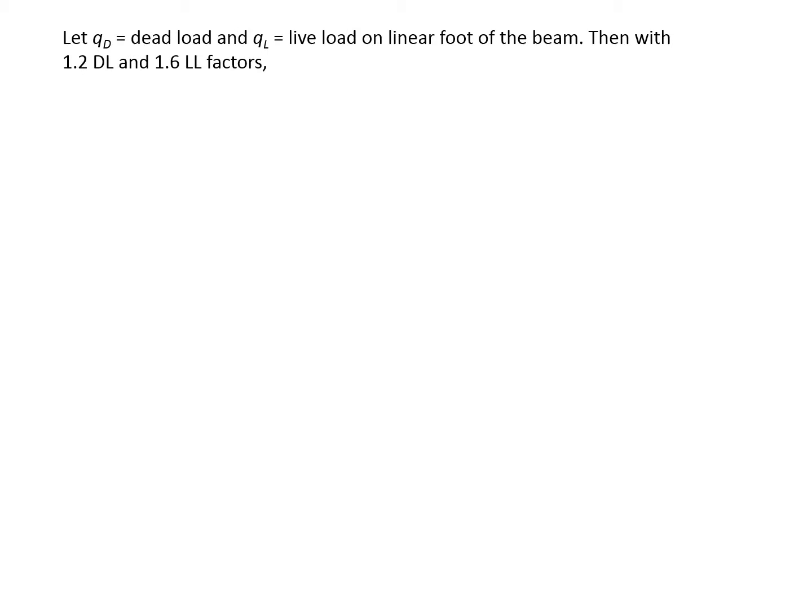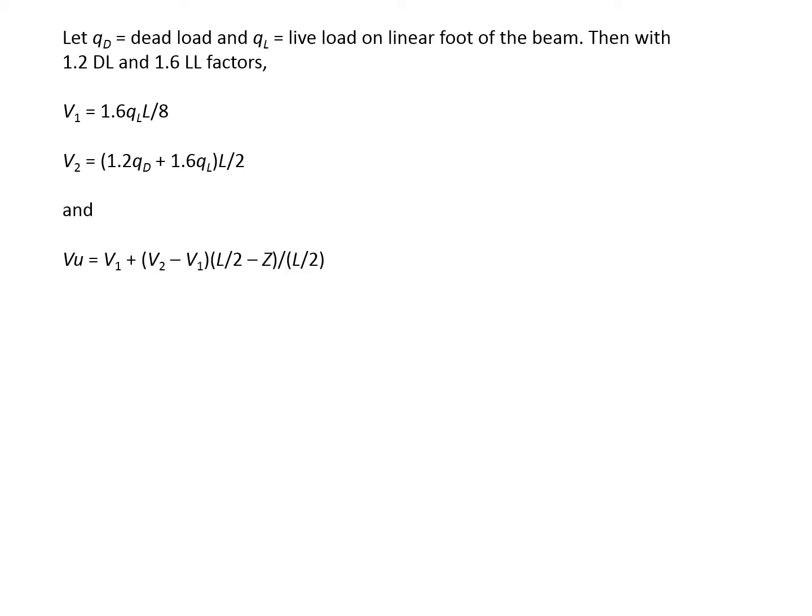If we take Q sub D as a dead load and Q sub L as a live load on the linear foot of the beam, then with 1.2 dead load and 1.6 live load factors, we can show that V1 is equal to 1.6 Q sub L L over 8 and V2 is 1.2 Q sub D plus 1.6 Q sub L times L over 2. And then from the trapezoid, we can get V sub u as V1 plus the difference of V2 and V1 multiplied by L over 2 minus z, and then quantity divided by L over 2.